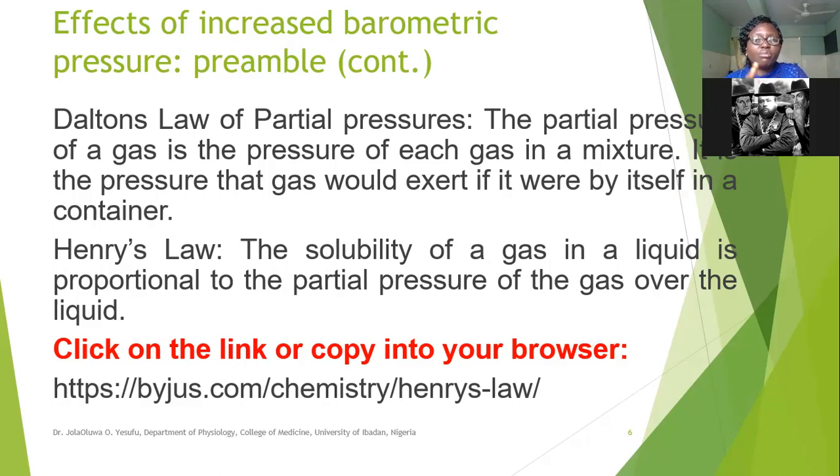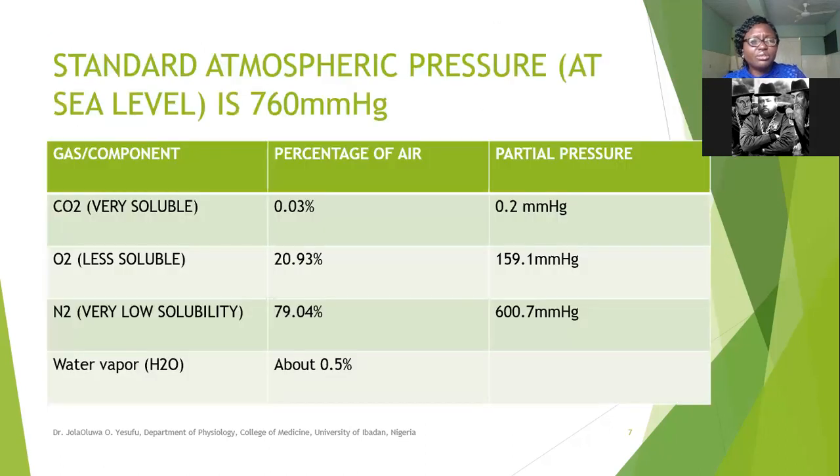So it's a direct proportion, and it's also followed with a constant. The solubility of a gas in a liquid is proportional to the partial pressure of that gas over the liquid. So that's Henry's law, and we're going to be looking at that a lot. So now just let's quickly take a look at this. Standard atmospheric pressure at sea level is 760 millimeters of mercury.